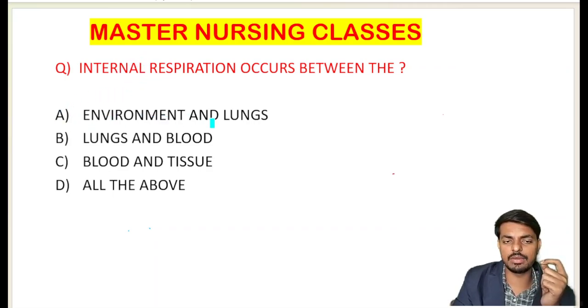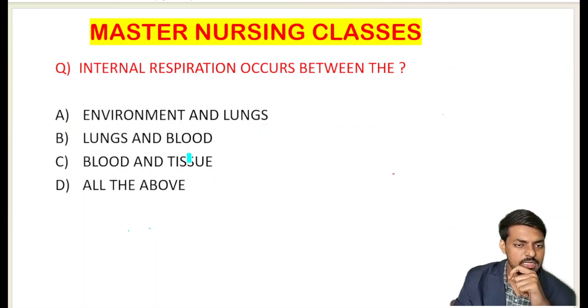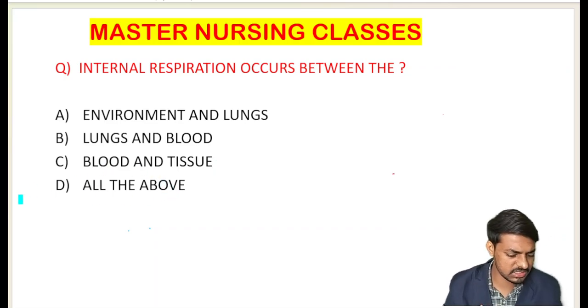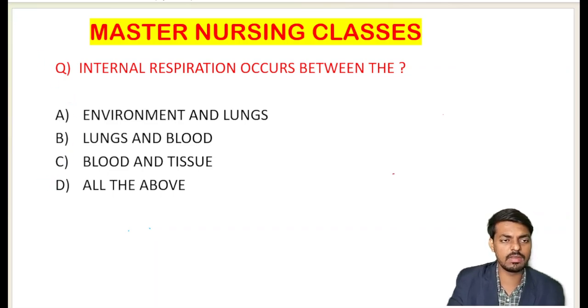Option A is the environment and lungs. Option B is the lungs and blood. Option C is the blood and tissue. Option D is all of the above. I am waiting for your answers to this question. Try to answer this very easy and basic question.